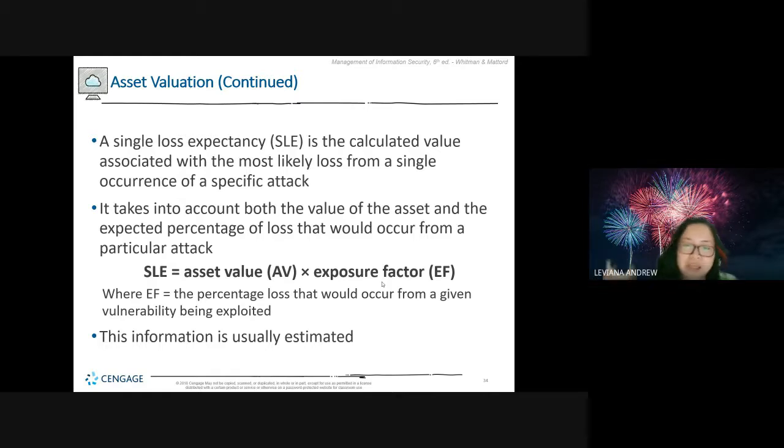Okay, for example, 3 as the exposure factor. So 10,000 times 3, so 30,000 single loss expectancy. Once the asset is attacked, it will lose 30,000, for example.